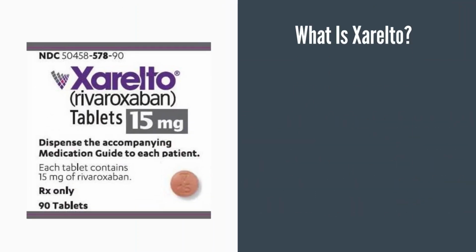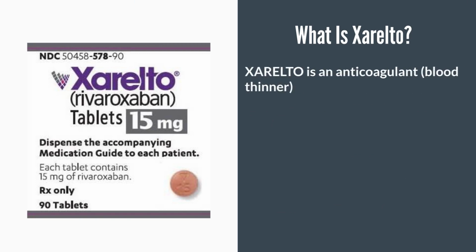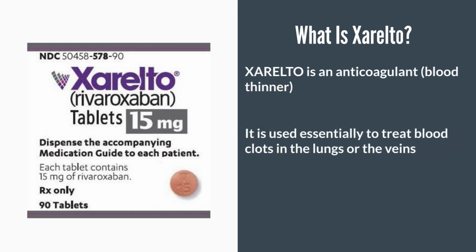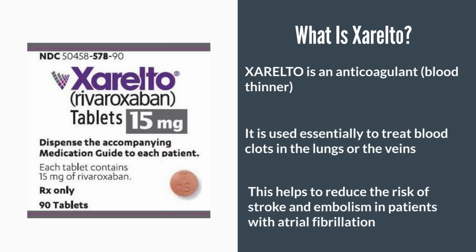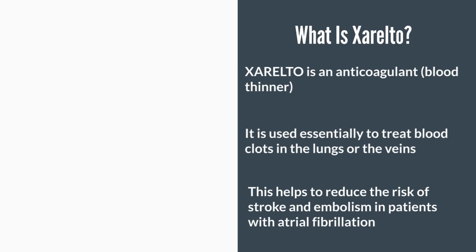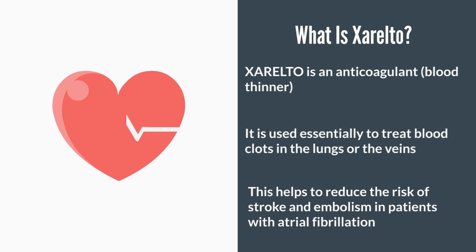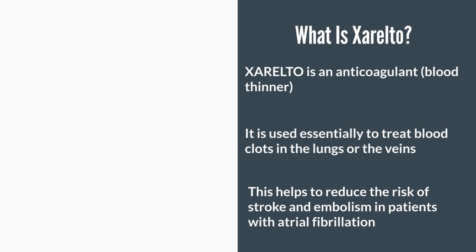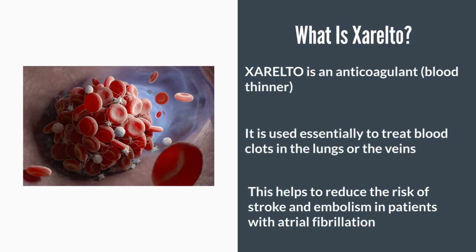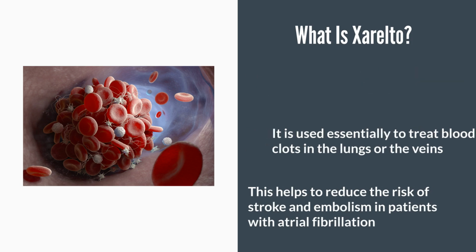So what is Xarelto? Well, Xarelto is an anticoagulant, or a blood thinner. It is used essentially to treat blood clots in the lungs or in the veins, which helps to reduce the risk of stroke or embolism in patients who have atrial fibrillation, or AFib as we normally call it. And AFib is basically irregular heartbeats. And embolism is a situation where a blood clot gets stuck in the blood vessels and shuts off blood flow to the area that is served by that particular blood vessel that is blocked.